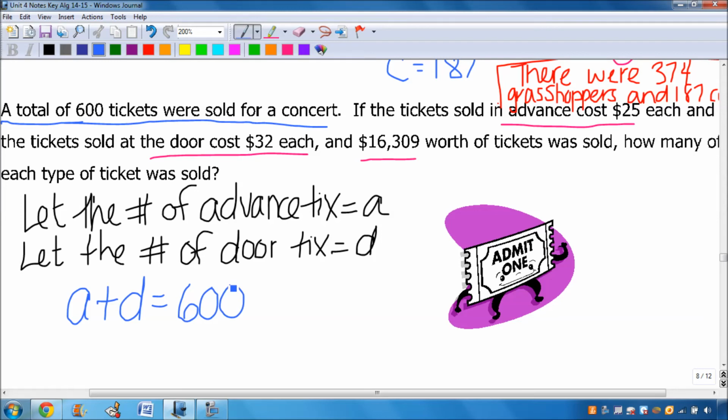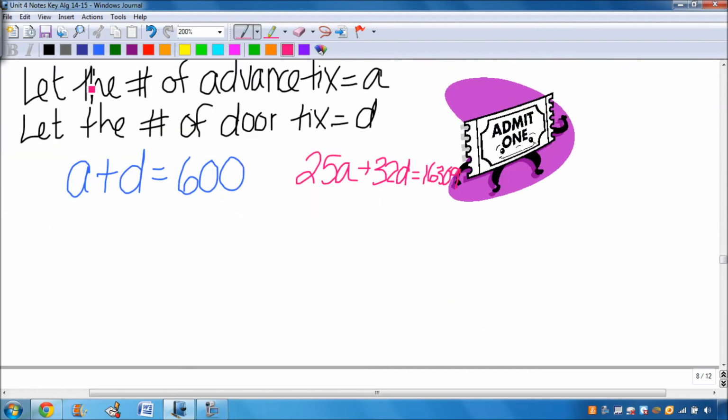So the tickets sold in advance cost $25 each. So it would be $25 per ticket, right? So that would be 25A plus $32 per door ticket, and that's going to equal 16,309. Okay? Now you can use substitution or elimination to solve this. It's 100% your choice. I'm going to use substitution.